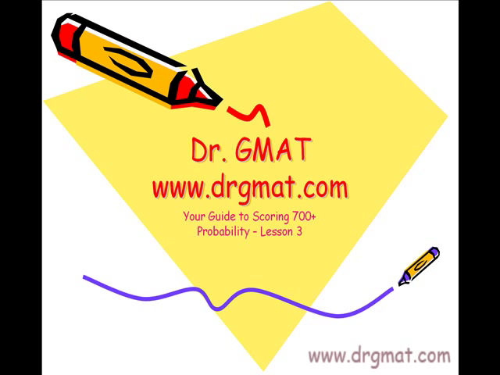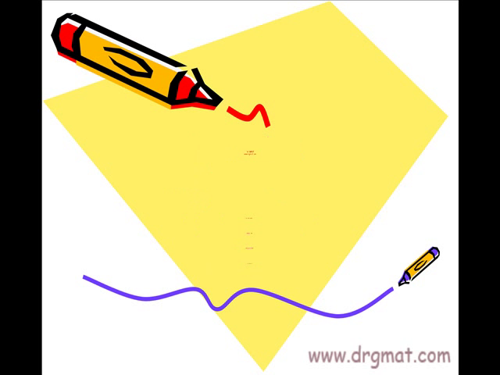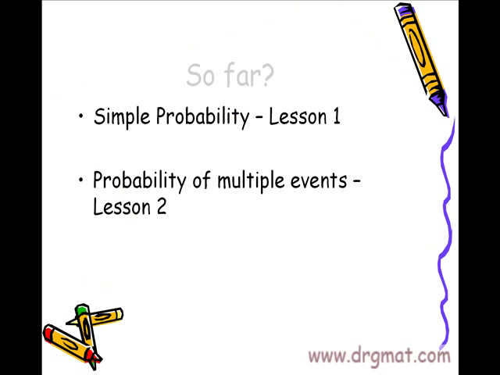Today we will cover probability lesson number 3, which deals with independent and dependent events. We have already covered simple probability in lesson 1 and probability of multiple events in lesson 2. And they are available on YouTube. They are also available on my site www.drgmat.com.